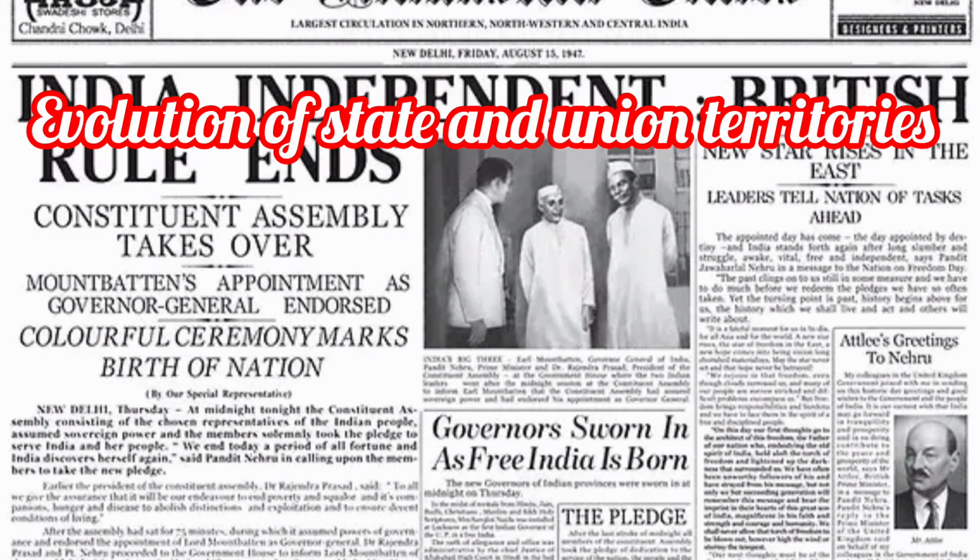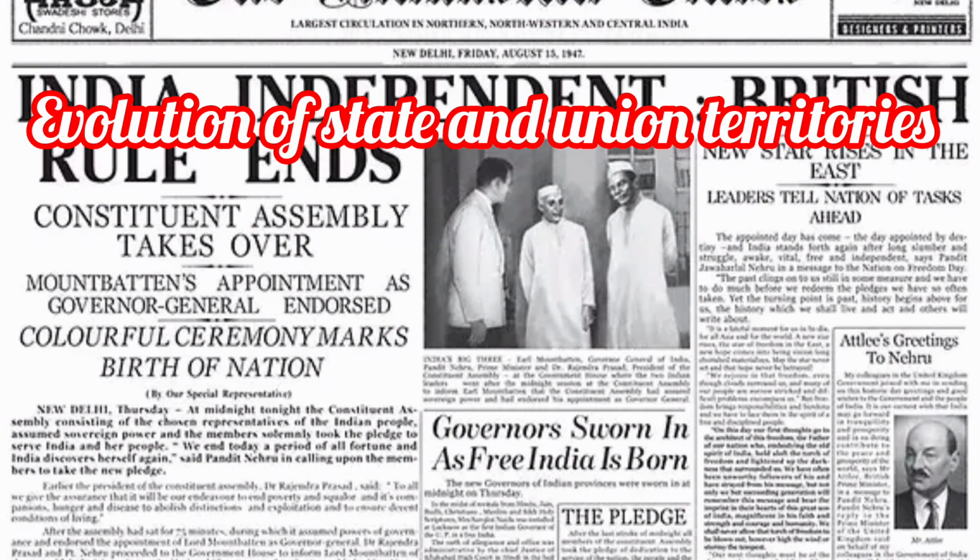Now moving forward with the evolution of the states and union territories. The Indian Independence Act of 1947 gave two options to the princely states. The first one is to join India or Pakistan and the second one is to stay independent. After that, Junagadh, Kashmir and Hyderabad refused to join India or Pakistan and wanted to become independent states. After integration, Junagadh became part of India after a plebiscite, Kashmir after the Instrument of Accession, and Hyderabad after the police action, Operation Polo.